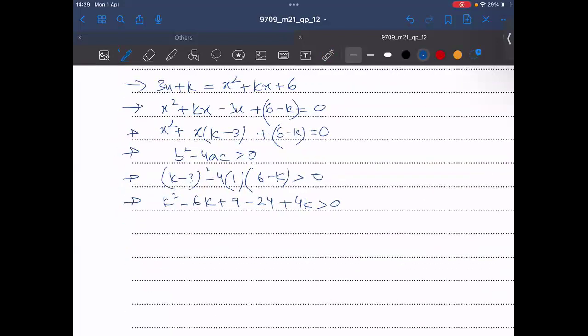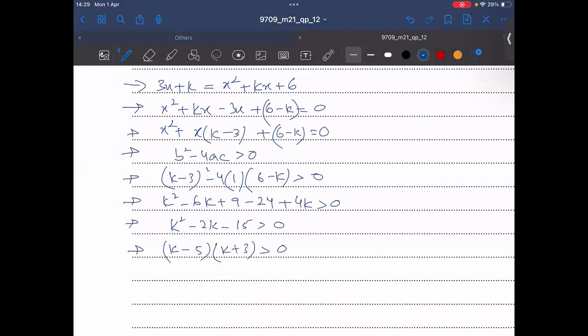Is it clear or not? k square minus 2k minus 15 greater than 0. Now we factorize it: k square minus 5k plus 3k minus 15.